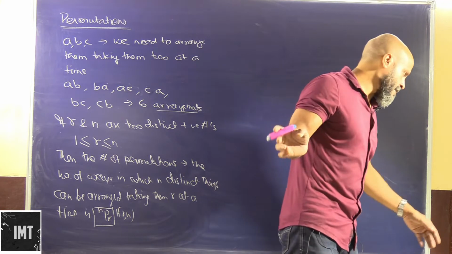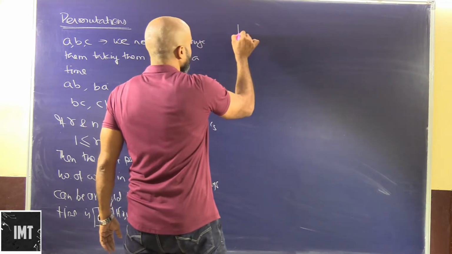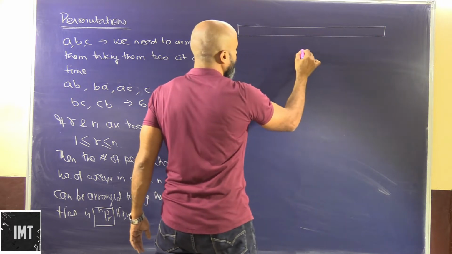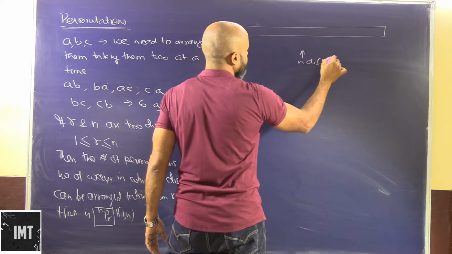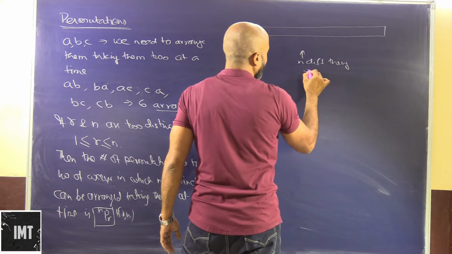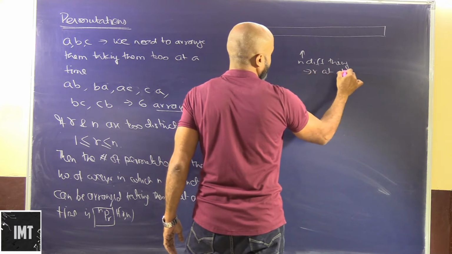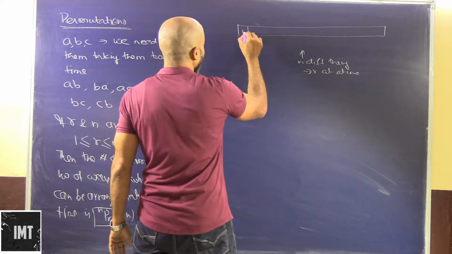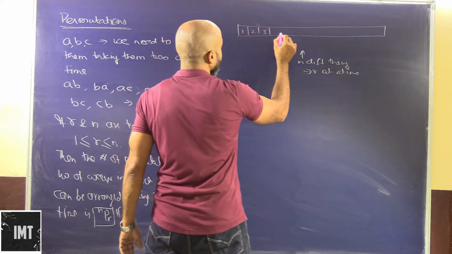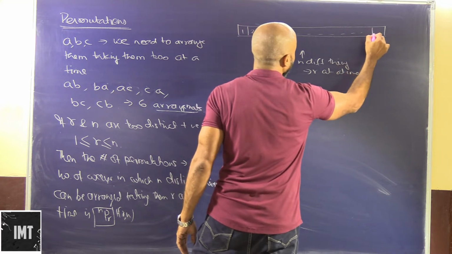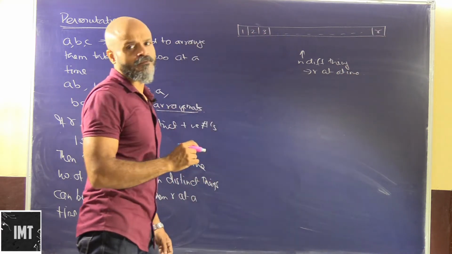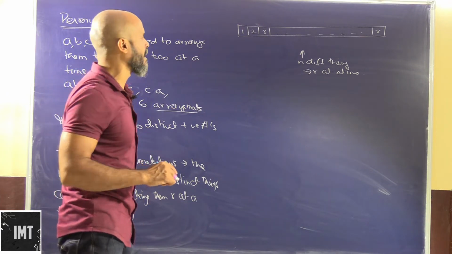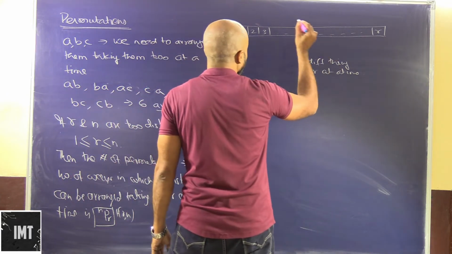Okay, now what is this NPR? So let's say we have n different things. These are n different things, and they are taken R at a time. So what do we have here? Let's say 1, 2, 3, and so on and so forth till R. Okay, so n different things are taken R at a time. So starting from 1, 2, 3, we have till R.